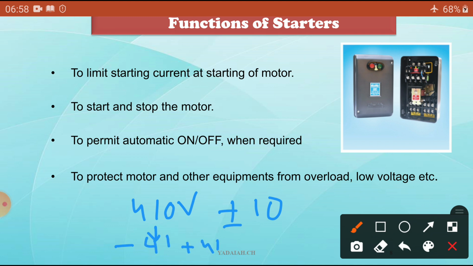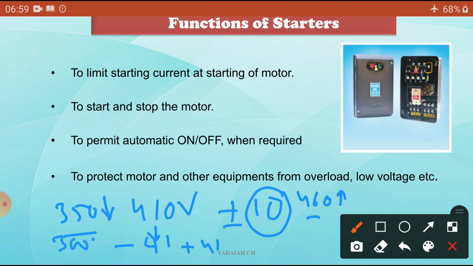Then what will happen? For example, take 350 volts. If the voltage is less than 350, or if the voltage is 460, it will operate from 350 to 460 under normal condition. Plus or minus 10% variation takes place in the regulation of the distribution system. If instead of 350 the voltage is only 300, then what will happen? It is a low voltage, or sometimes it may be 200 volts. Then automatically our motor will draw more current. Due to the low voltage, the motor will burn.